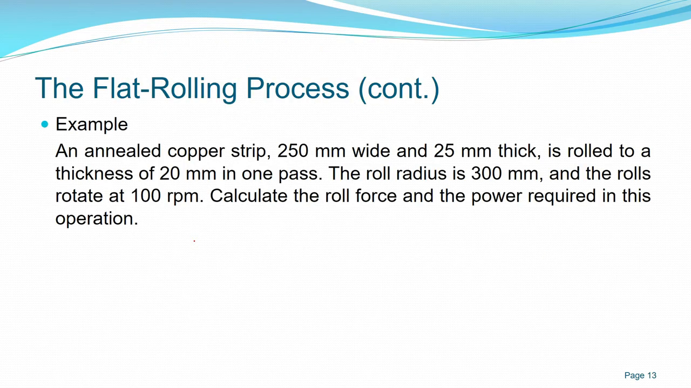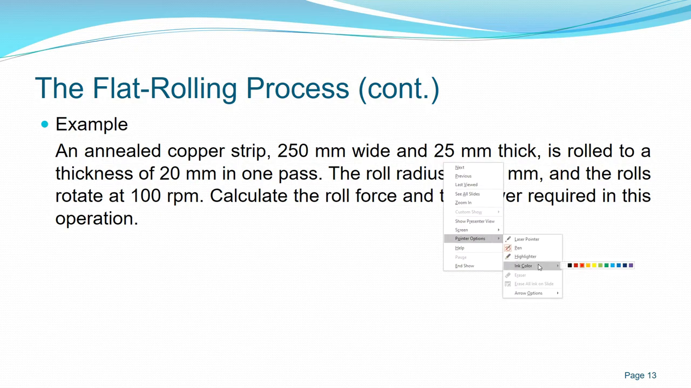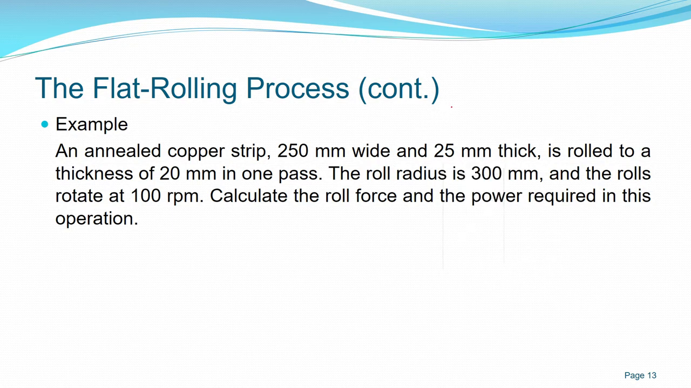This is an example calculation on the flat rolling process. We have an annealed copper strip, a non-ferrous metal, 250 mm wide and 25 mm thick, rolled to a thickness of 20 mm in one pass. The roll radius is 300 mm, and the rolls rotate at 100 revolutions per minute. How do we calculate the roll force and the power required in this operation?